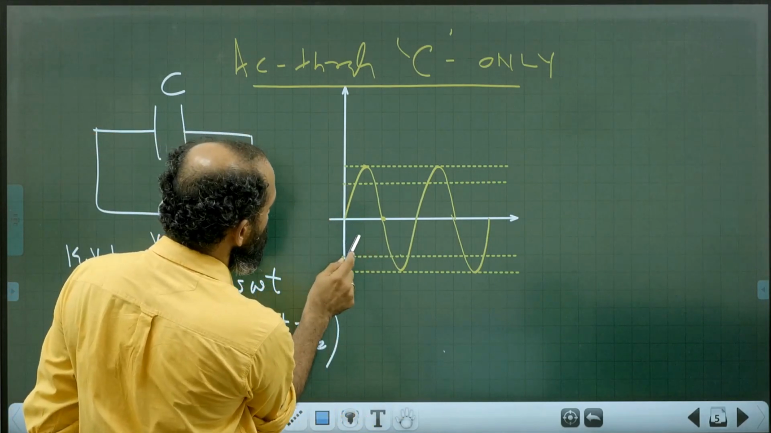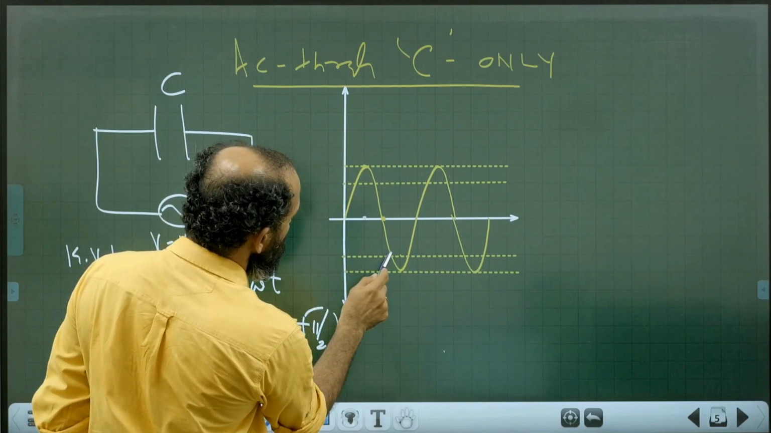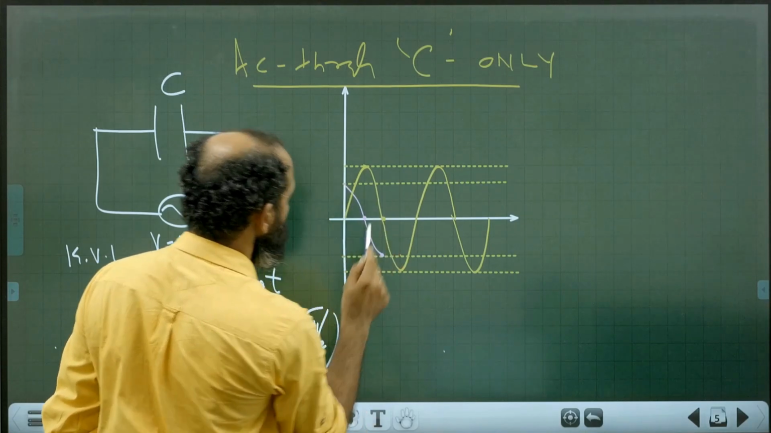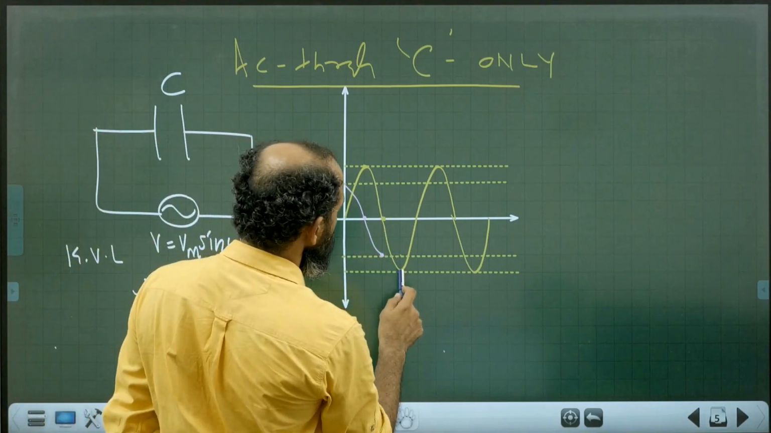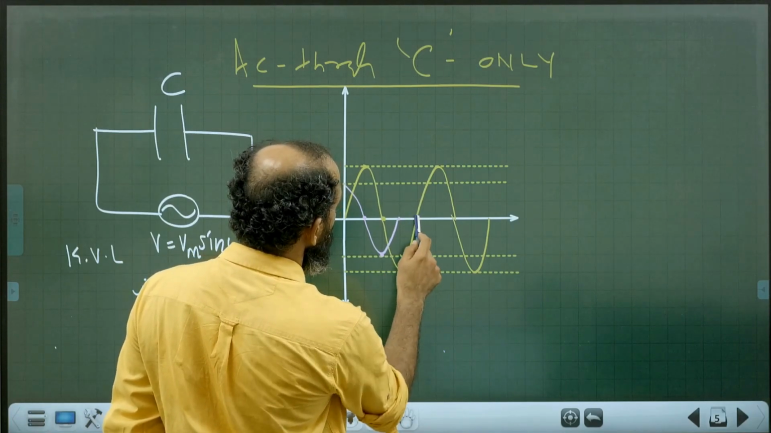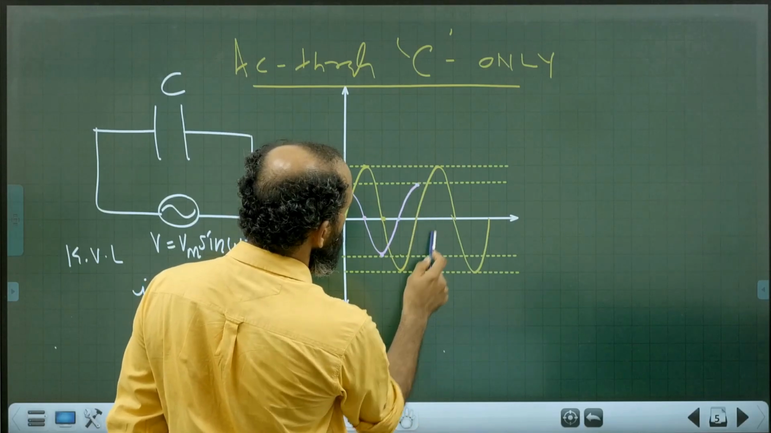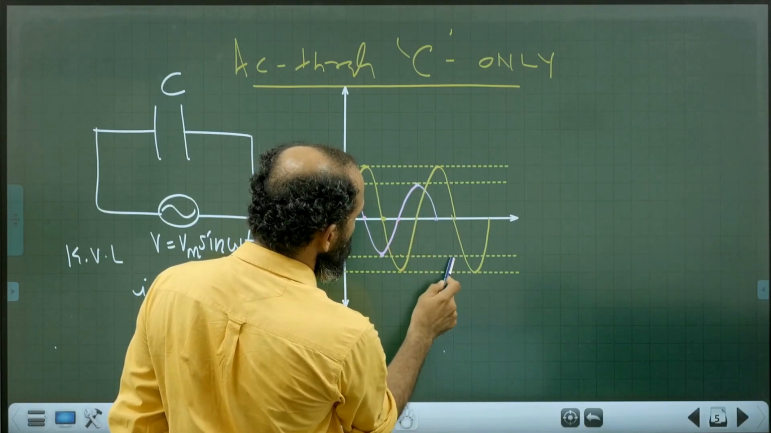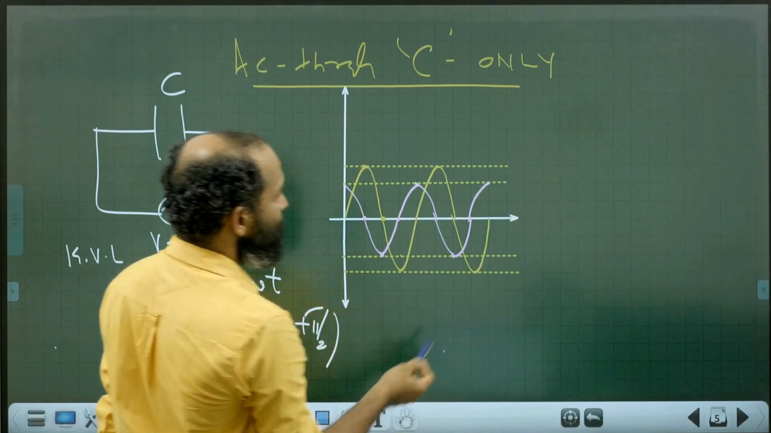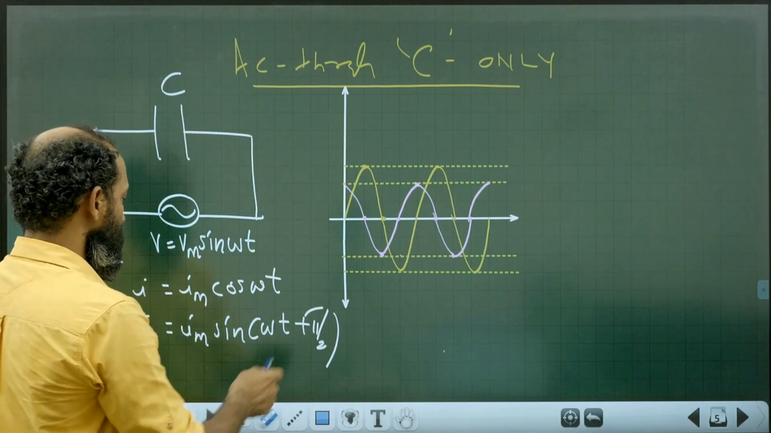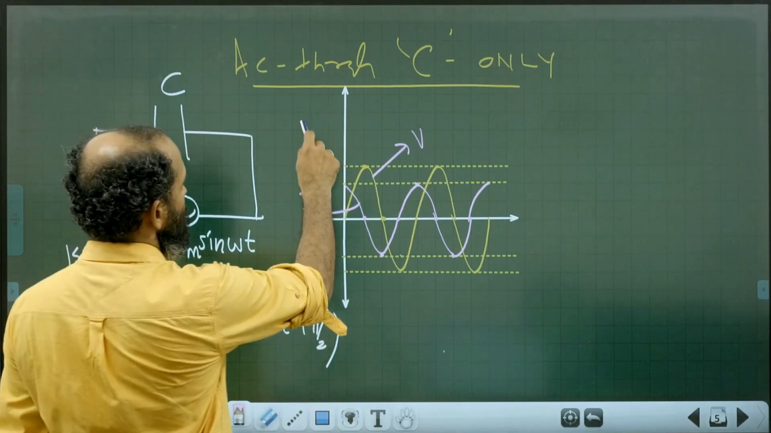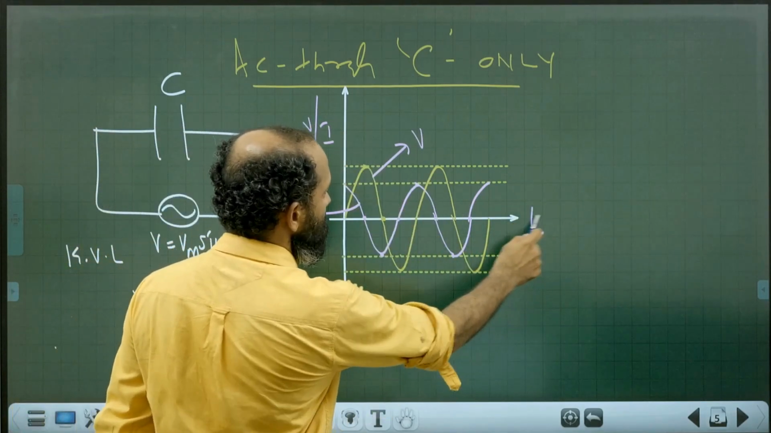Current leads voltage by phase angle pi by 2. Current is leading. So where voltage is maximum, current is 0, and where voltage is 0, current is maximum, so and so. It continues like this. So this will be voltage versus time, and this one is current versus time. So voltage or current on the y-axis and time on the x-axis.